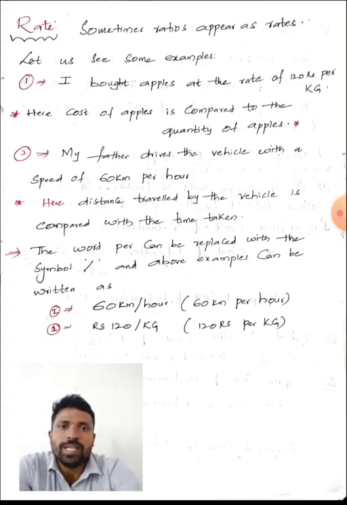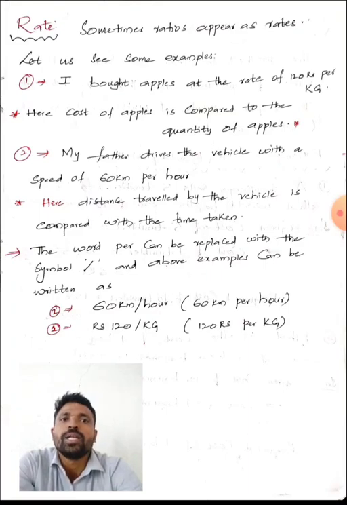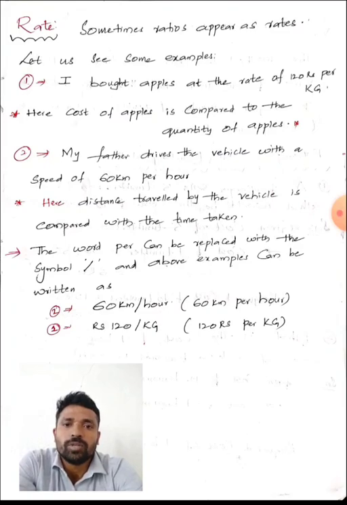I bought apples at the rate of 120 rupees per kg. Here one quantity is in terms of rupees and the other quantity is in terms of kgs. Here we are comparing these two quantities. Now the cost of apples is compared to the quantity of apples. Okay, now let us take one more example.